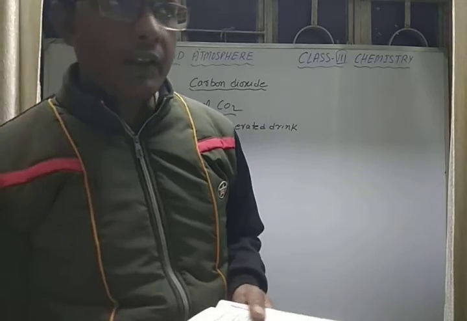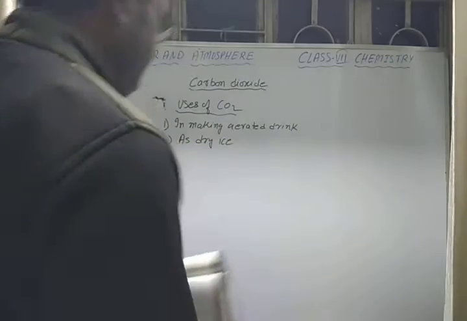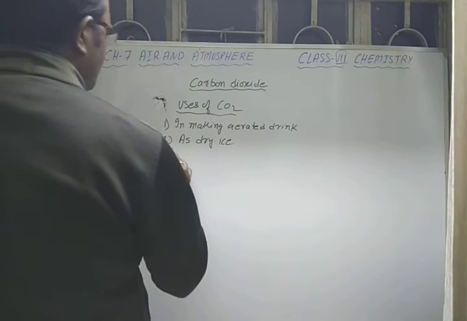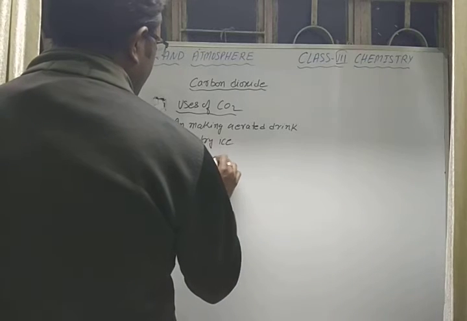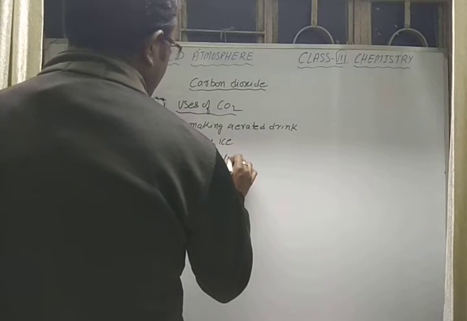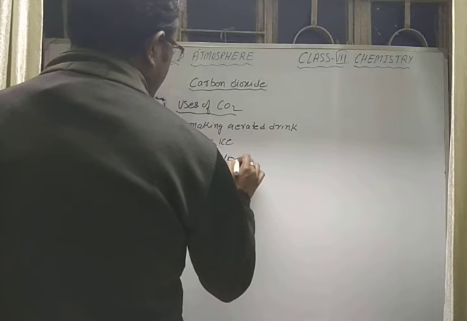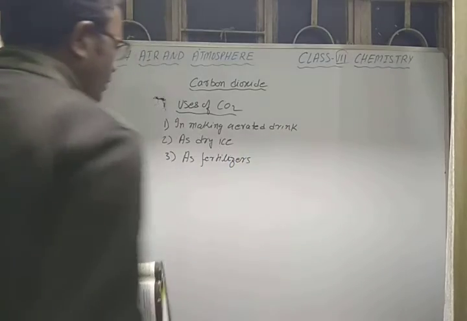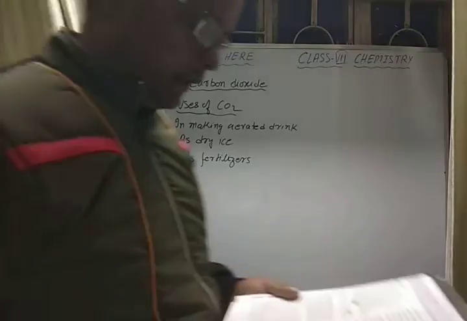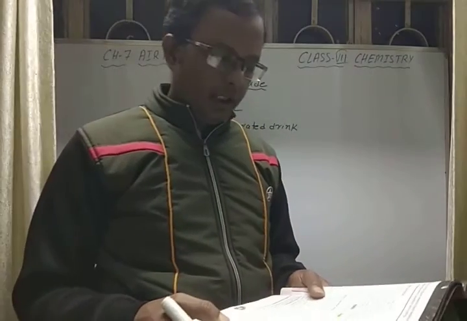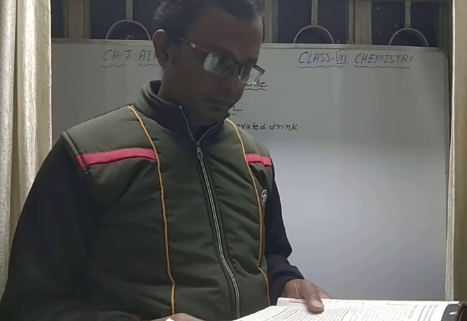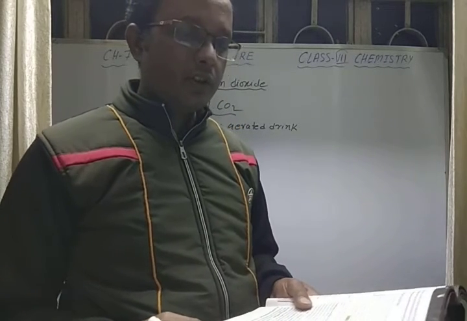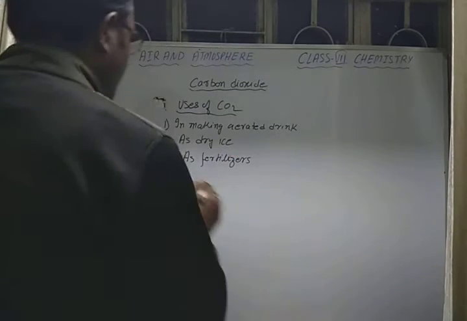Next, in making fertilizers. We know that generally nitrogen is used as a fertilizer, isn't it? But carbon dioxide is also used as a fertilizer with ammonia in making urea.